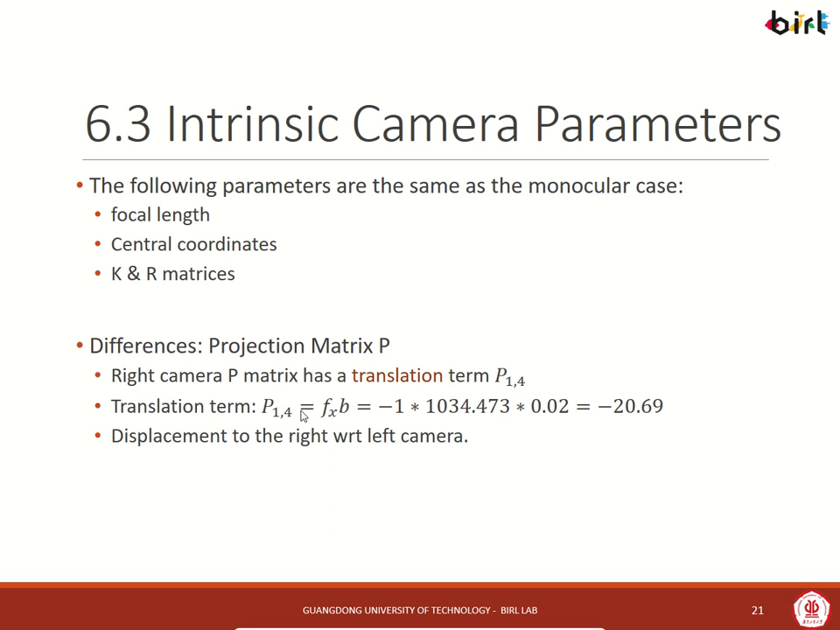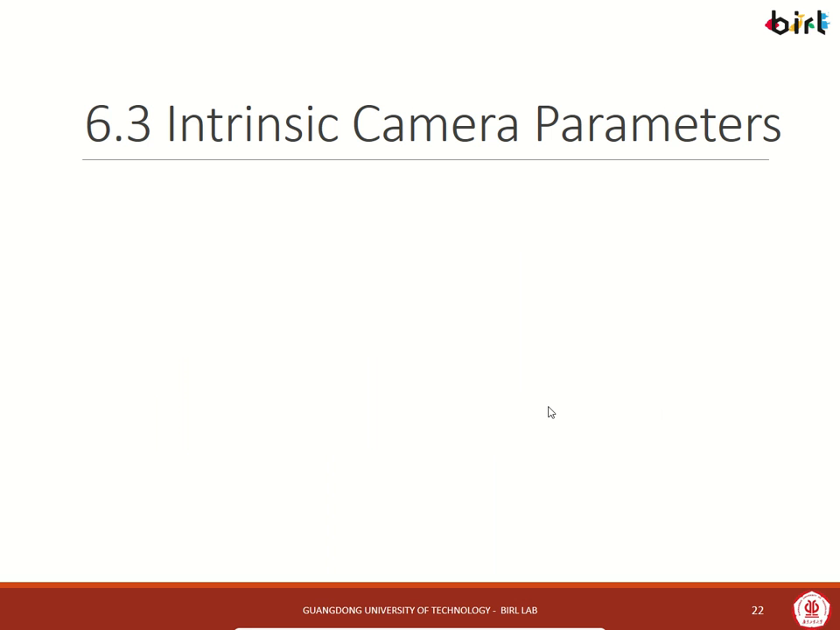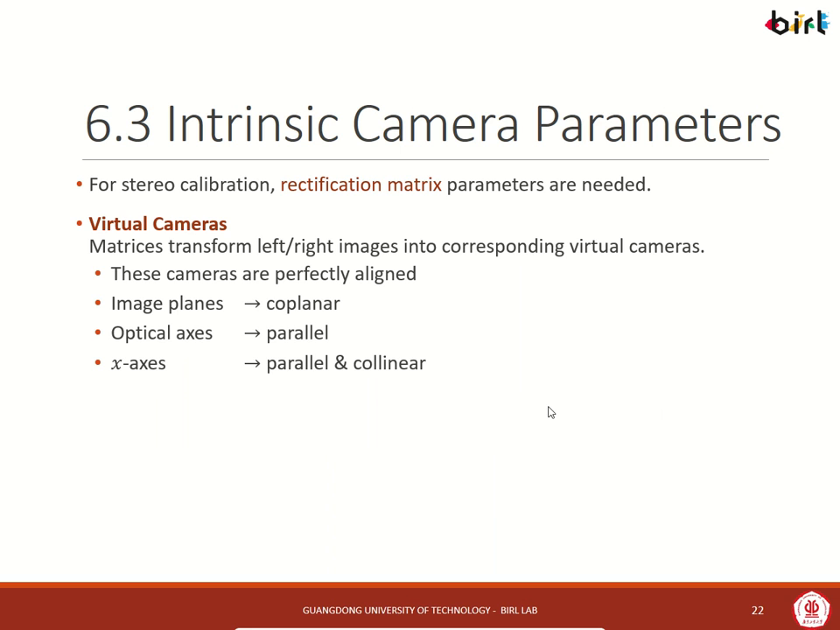It's a translation term. That translation term is computed as Fx times B in the negative direction. Fx is the focal length in the x direction, and B is the baseline distance that we set up before. It's the distance between the right camera and the left camera optical frames. This gives you a pixel representation for that distance, for the intrinsic camera parameters. We also talked about the rectification matrices that we need.